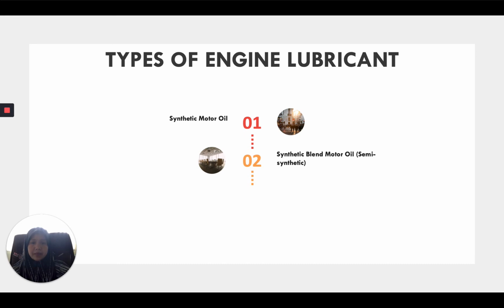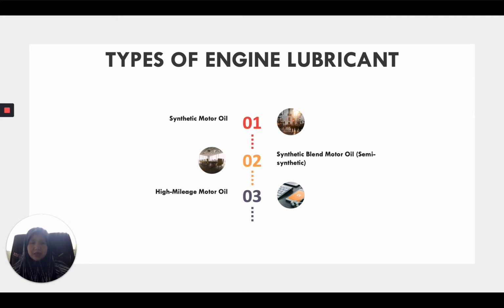And the second one is synthetic blend motor oil, or we call it semi-synthetic. This motor oil uses a mixture of synthetic and conventional base oil for added resistance to oxidation compared to conventional oil, and also provides excellent low temperature properties. And then we have the third type. This is the high mileage motor oil. This motor oil is specifically formulated for late model vehicles or newer vehicles with over 75 thousand miles.